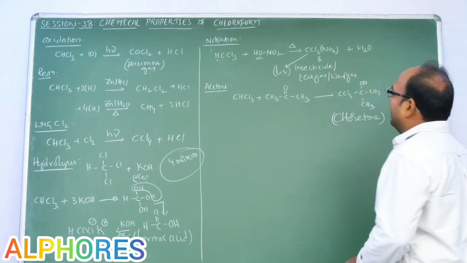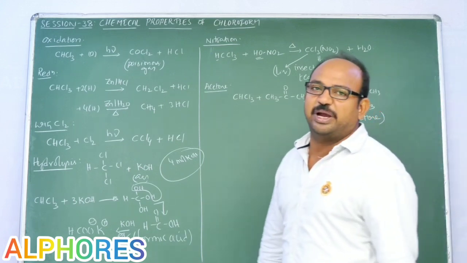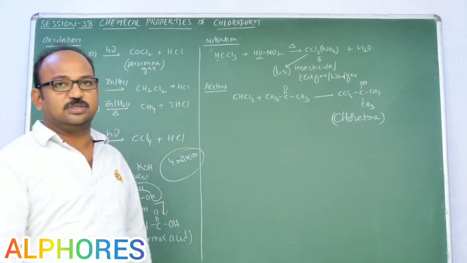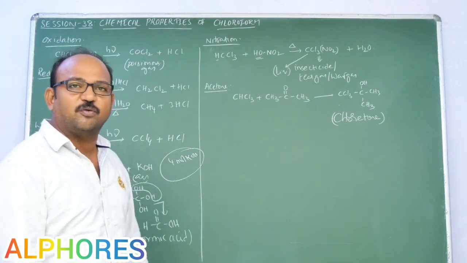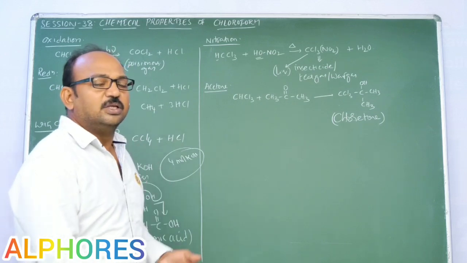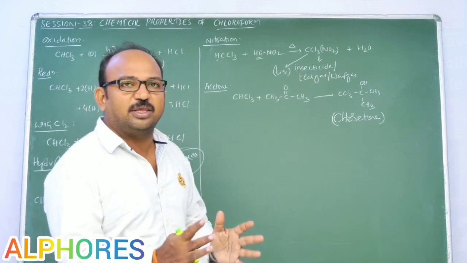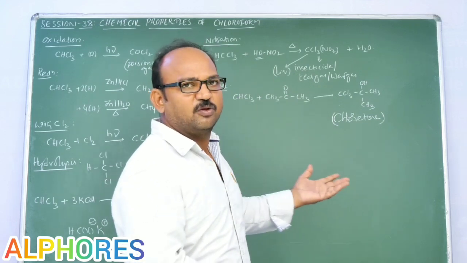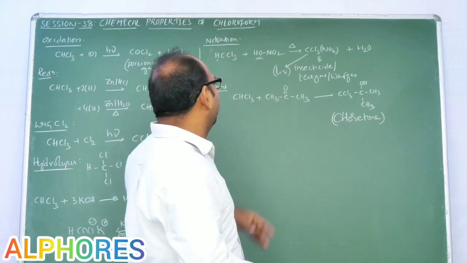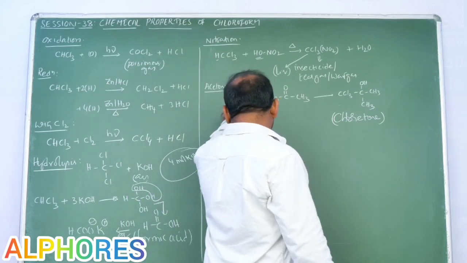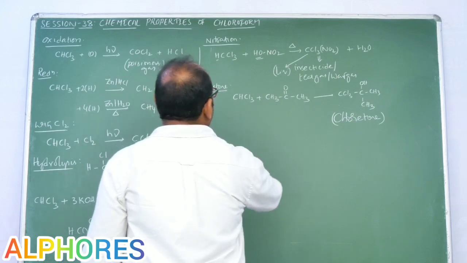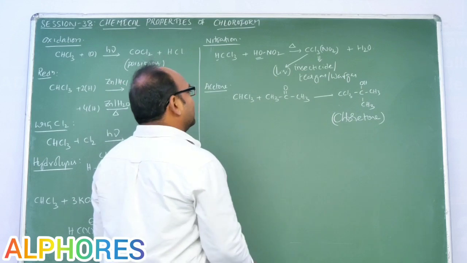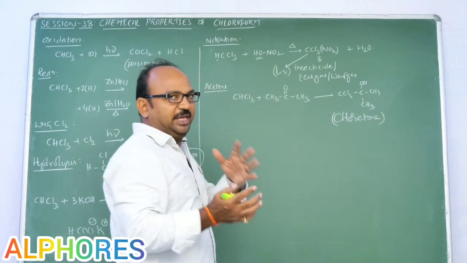This reaction looks like small molecules combining to form a large molecule with or without elimination of small molecules. This is again what we call condensation. Two or more small molecules combine to form a large molecule with or without elimination of small molecules, that's what we call condensation. So chloroform undergoes condensation with acetone and gives the product chloritone. This reaction generally takes place in the presence of base.